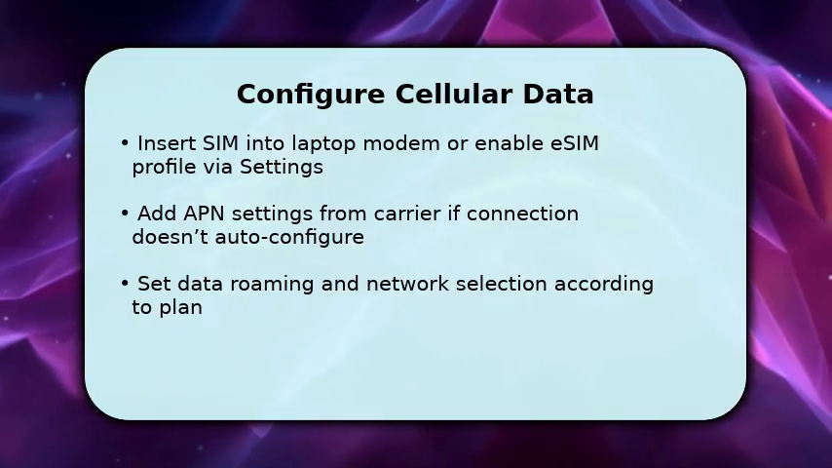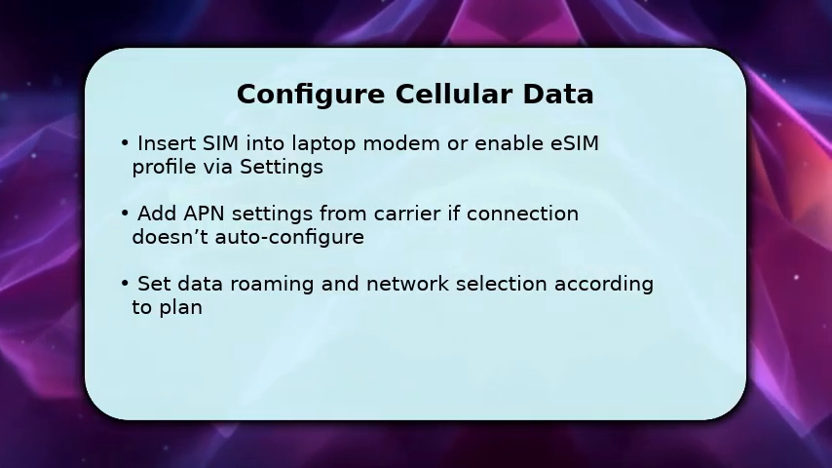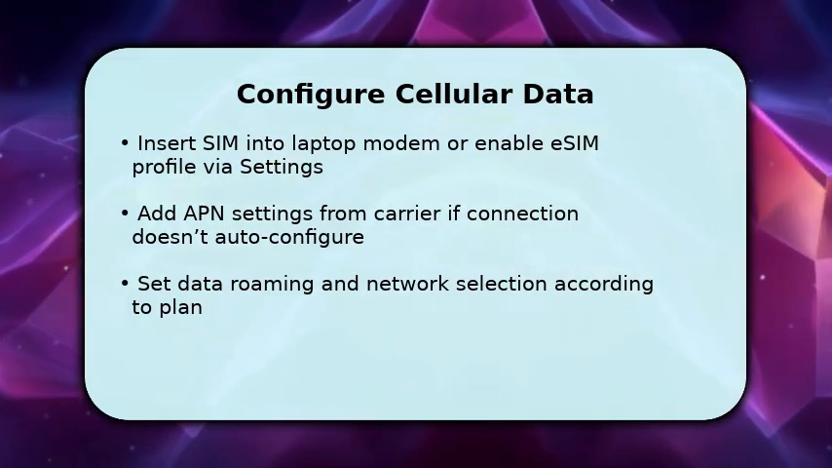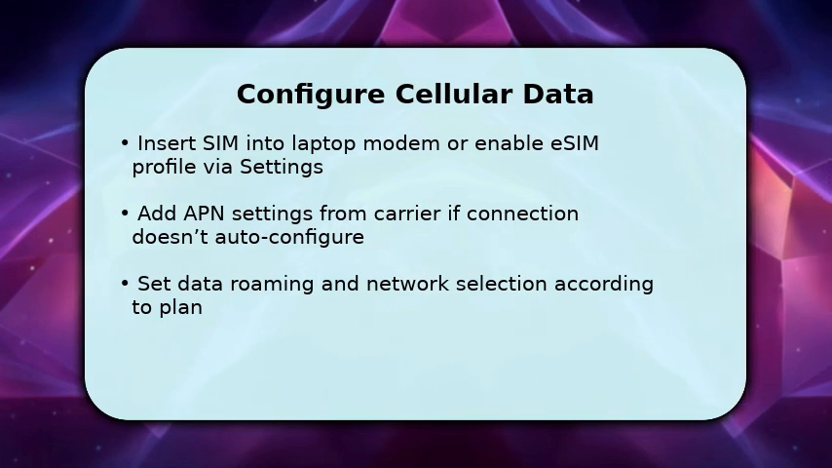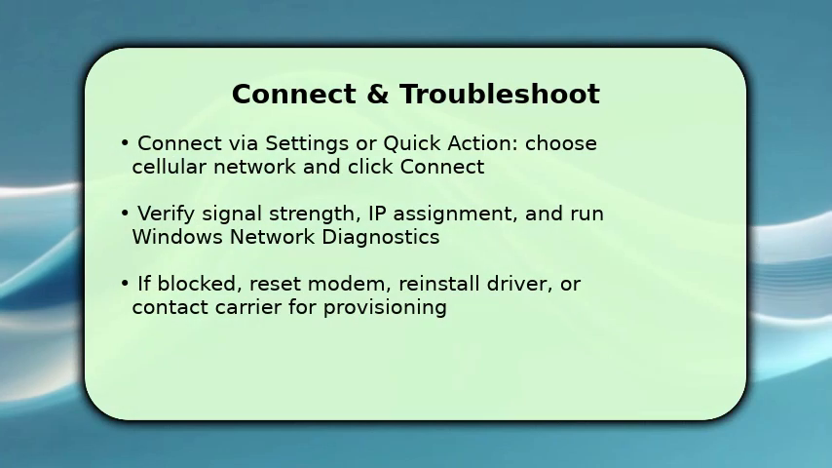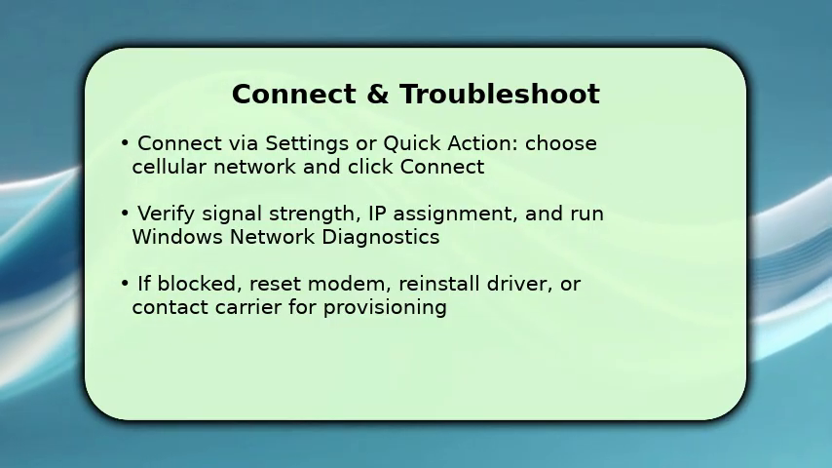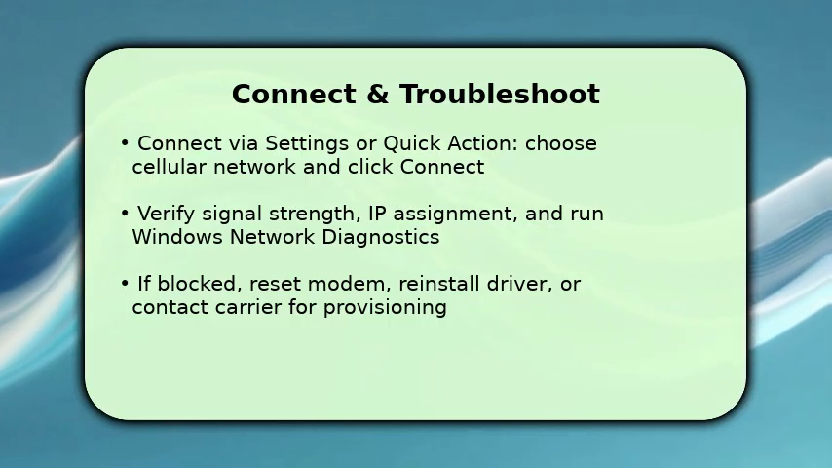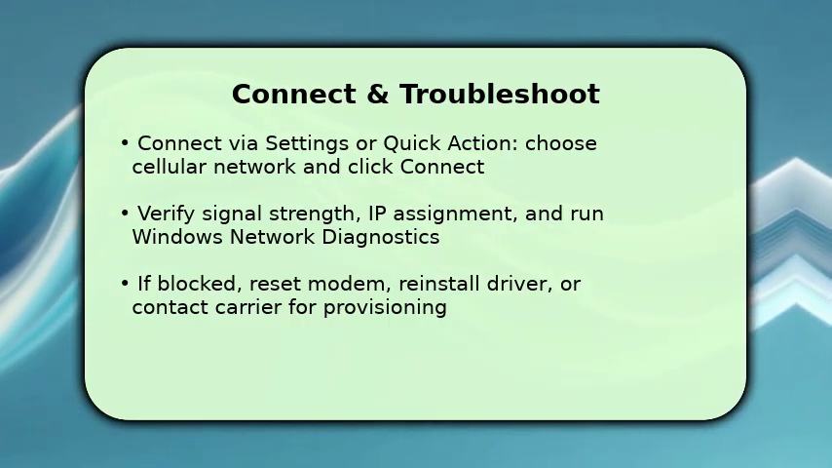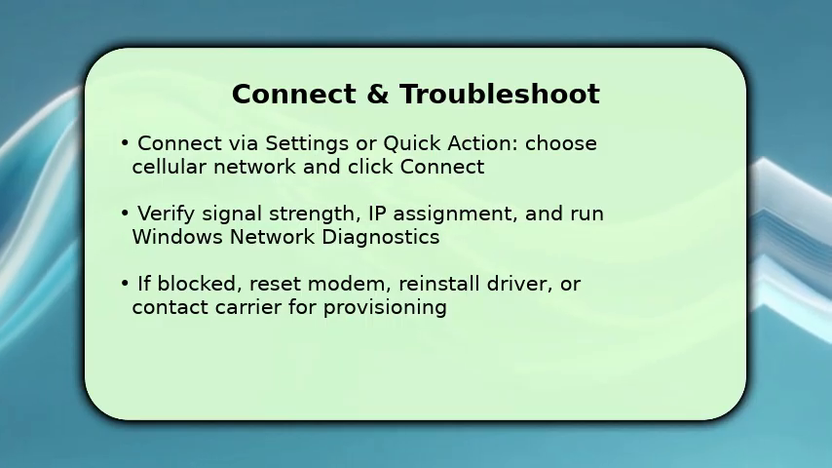Make sure network selection is set to automatic unless instructed otherwise, and check data roaming only if your plan covers it to avoid charges. Finally, connect and verify. Open Quick Action or Settings, select the cellular network, and click Connect. You should see 5G or 5G Plus in the status when signal is available.